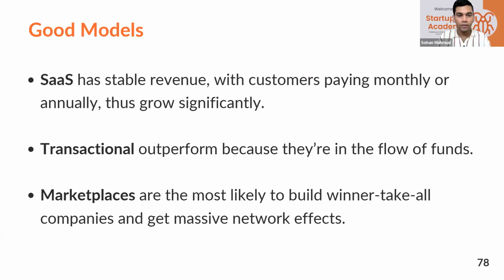which is good models. As I mentioned, there are some good models and there are bad models. So SaaS, software as a service, has stable revenue with customers paying monthly or annually. Thus, it grows significantly. There's transactional, which outperforms because they're in the flow of funds. You don't have to always try to gain customers. As long as there are people who need to do financial transactions, you will get the funds. There are marketplaces. These are most likely to build winner-take-all companies and get massive network effects. If you look at Airbnb, everyone knows about Airbnb because that's how a marketplace can have impact.